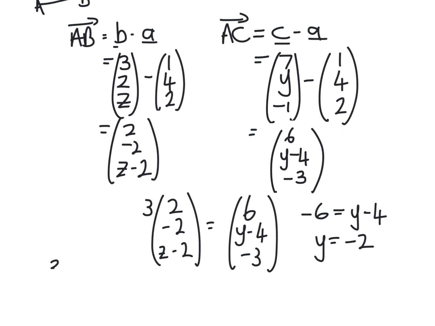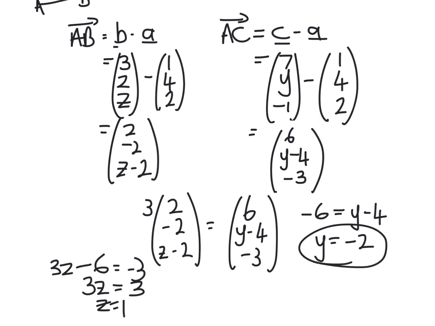I can say that 3z take away, if I multiply it with 3 first of all, 3z take away 6 equals negative 3. So 3z equals positive 3 and z equals 1. So in conclusion, y and z work in that one. So it's just playing around and remembering that you can actually do some very basic equations with vectors as well.